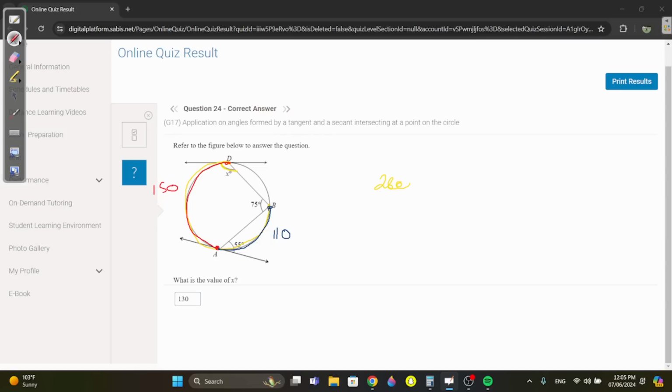And this is inscribing, so it will be half, right? It will be half. So it will be 130. Is that actually the way to do it? Yeah, it would be 130.